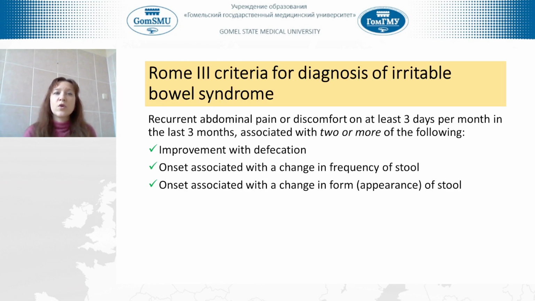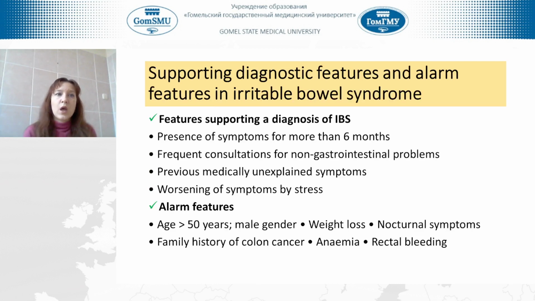Rome criteria. Rome 3 criteria for diagnosis of irritable bowel syndrome: recurrent abdominal pain or discomfort on at least 3 days per month in at least 3 months, associated with 2 or more of the following: improvement with defecation, onset associated with a change in frequency of stool, or onset associated with a change in form or appearance of stool. And supporting diagnostic features and alarm features in irritable bowel syndrome.